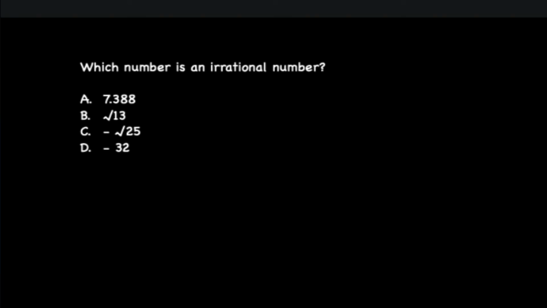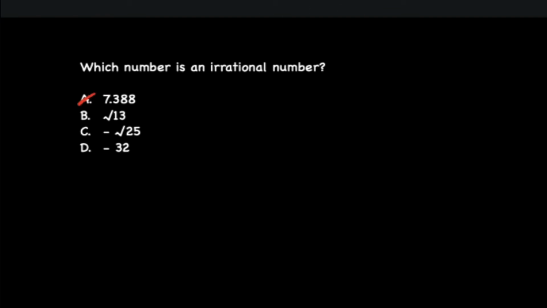So this is asking us, which number is an irrational number? So remember, irrational numbers are numbers that have no pattern to them. They just go on and on without any rhyme or reason, really. So you can do a lot of elimination here right at the beginning, because if you take a look at answer choice A, we have 7.388. So this decimal number is either repeating or it terminates, okay? So that means that it can be rewritten as a ratio, okay? Or as a fraction. So we know that we can eliminate choice A.